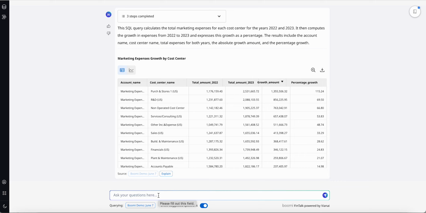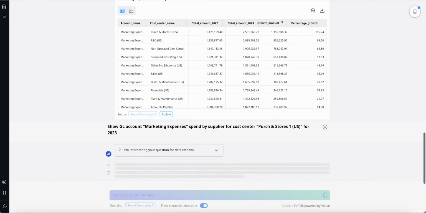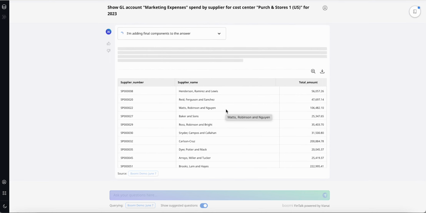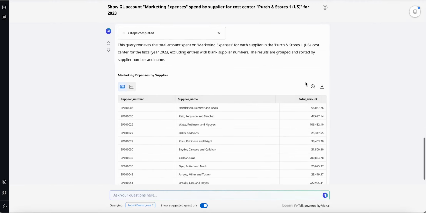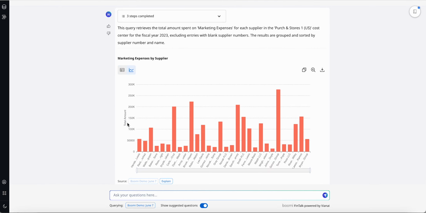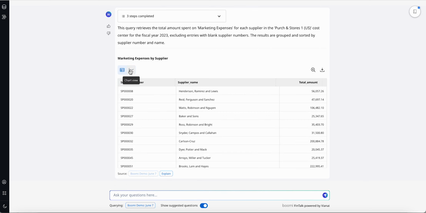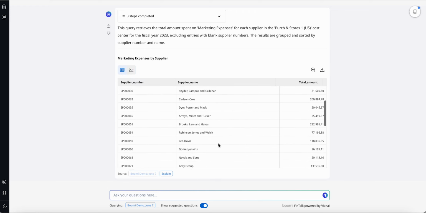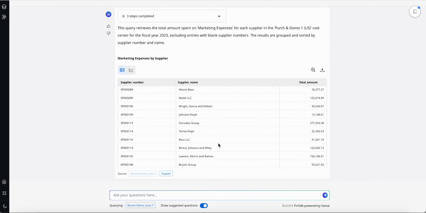So let's look at this spend by supplier. I want to understand the marketing for this particular cost center, and you see there's quite a number of suppliers who supplied marketing services to this cost center. And now this is very interesting information. There are a few suppliers who supplied more than the others, and there's quite a number of suppliers. This also calls for consolidation of spend from a marketing perspective.